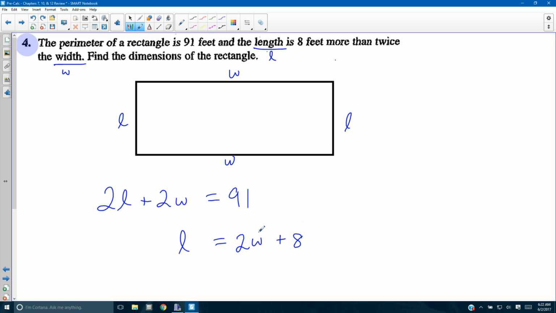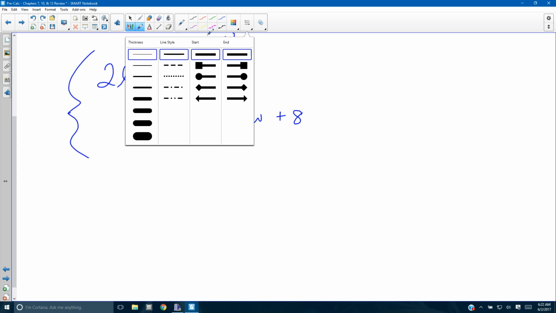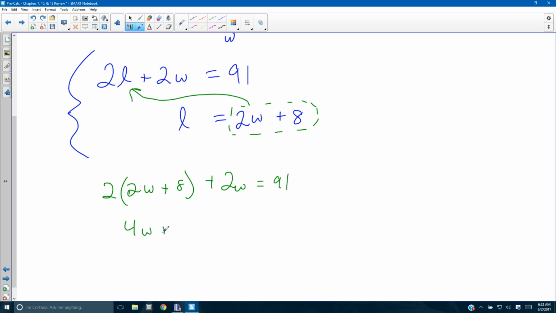2L plus 2W equals 91, and L equals 2W plus 8. There is my system. Let's find out the dimensions of the rectangle. What is the length by width dimensions? So here it is, and this is set up for substitution more so than anything else because L equals this here. I'm going to substitute 2W plus 8 in for L in the top equation. And let's see what we can come up with here. Plus 2W equals 91. So 4W plus 16 plus 2W equals 91.